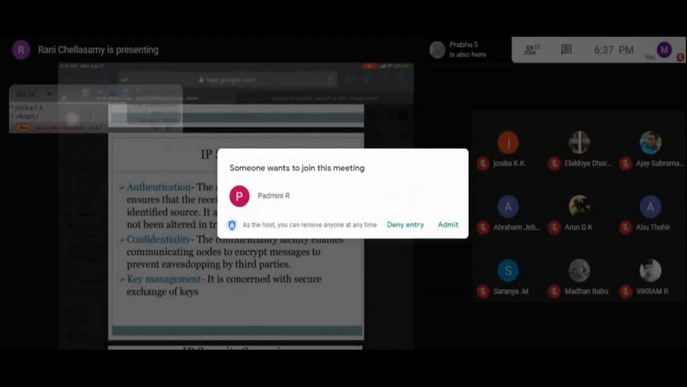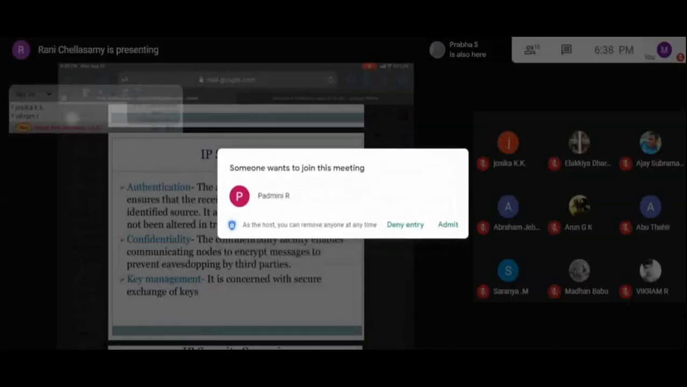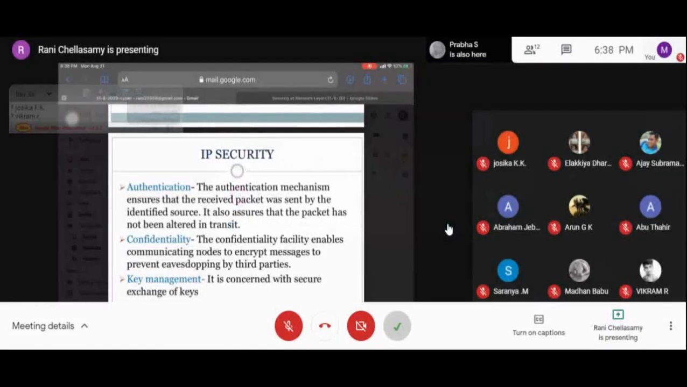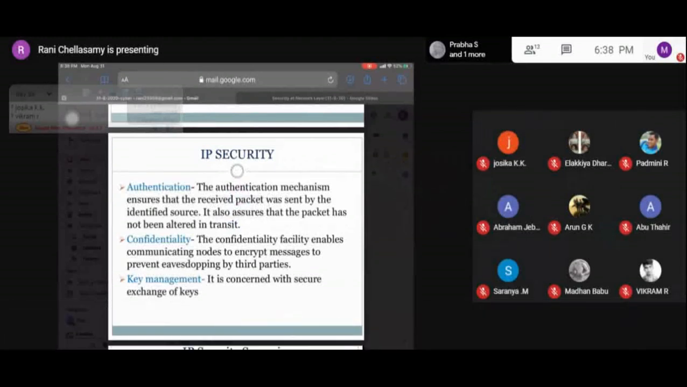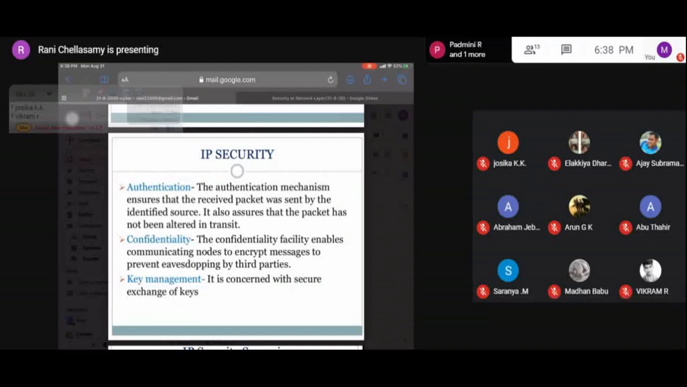What is meant by confidentiality? Whenever confidentiality comes into the picture, you can state that the encryption process has to be maintained. The confidentiality facility enables the communicating nodes to encrypt the messages in order to prevent hackers from accessing them. So it prevents eavesdropping by third parties. That is called confidentiality. Coming to key management, it is concerned with the secured exchange of keys.